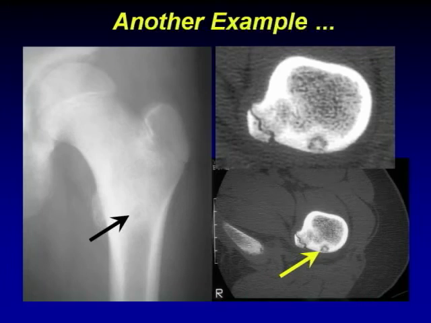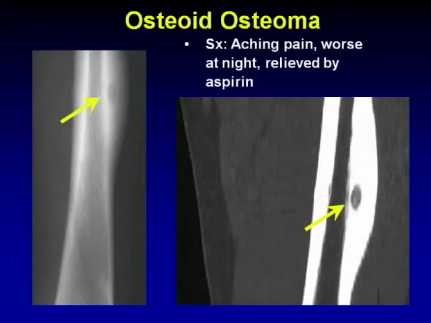Here's another example, hard to see on the radiograph, but on the CT scan, it's more precisely seen. Sometimes these can be multiple as well. You know the mantra, aching pain, worse at night, relieved by aspirin. Again, here, a small lucency, this one in the cortex with surrounding hyperostosis.